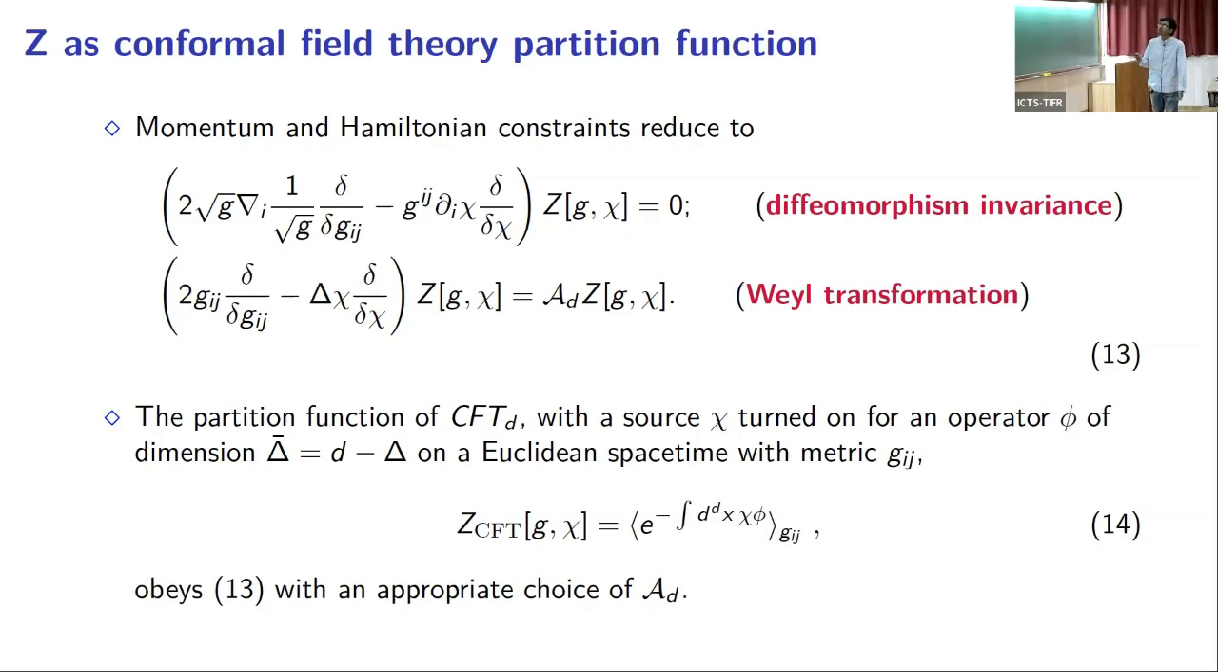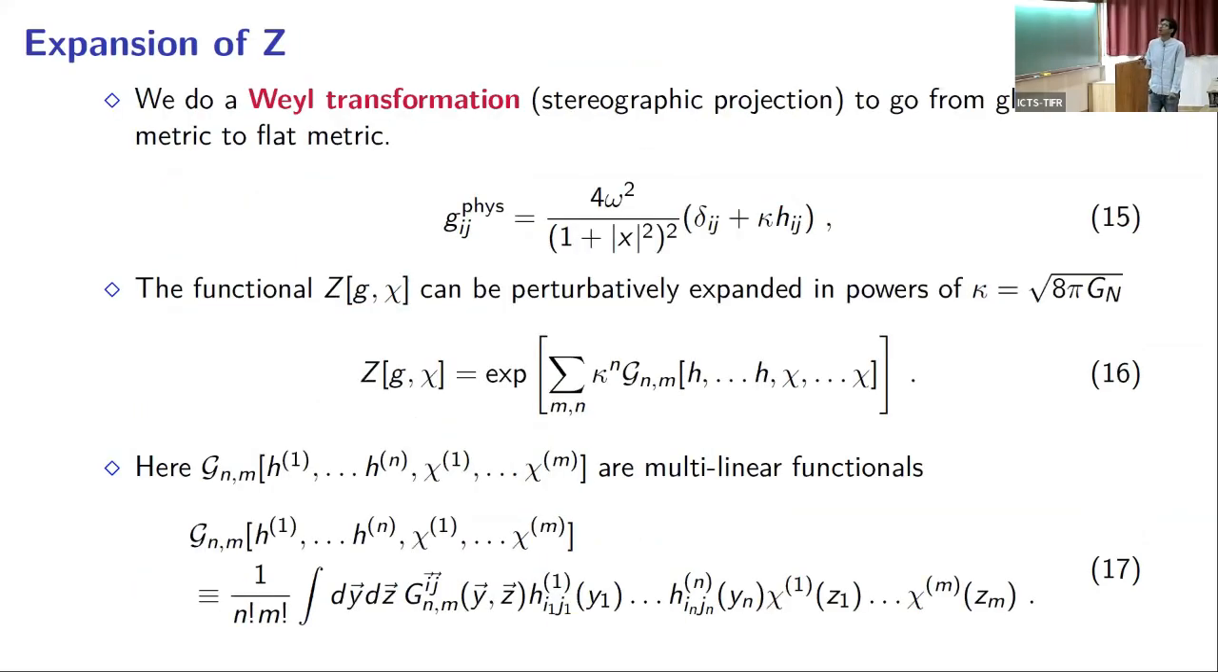We can make it more manifest, first before doing that. Up to this time, we were on this sphere. Now we do a Weyl transformation, because everything is Weyl invariant here.